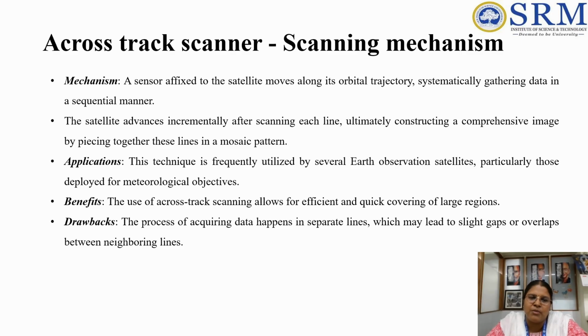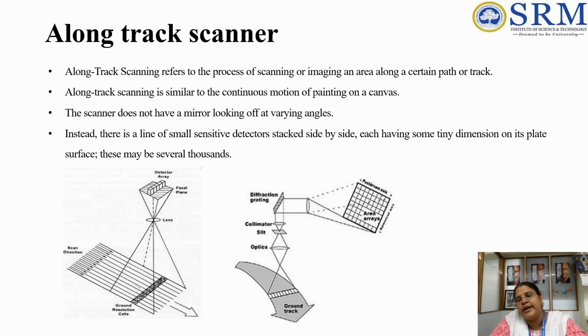And about the drawbacks of this type of scanner: the process of acquiring data happens in separate lines, which may lead to gaps or overlaps between the neighboring lines. And the along-track scanner refers to the process of scanning or imaging an area along a certain path or track. So this will be a continuous motion, like painting on a canvas, along the direction of the track.